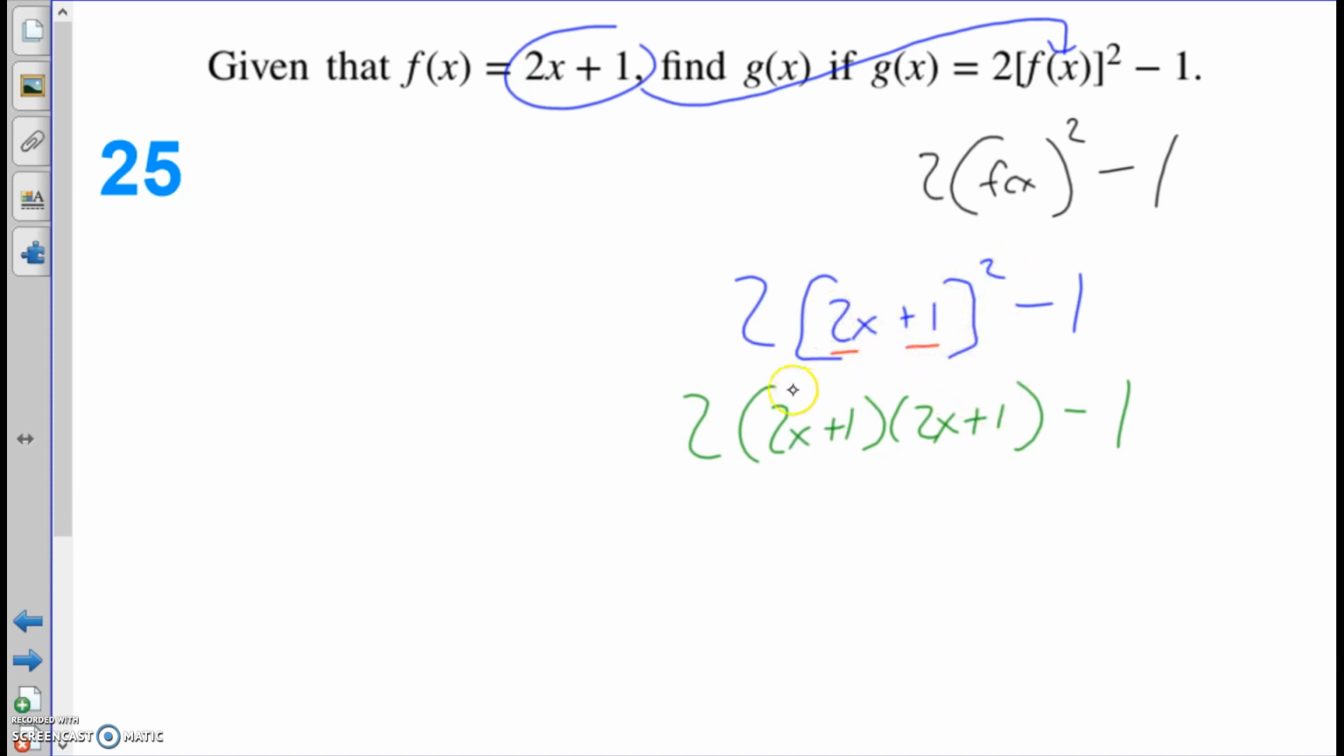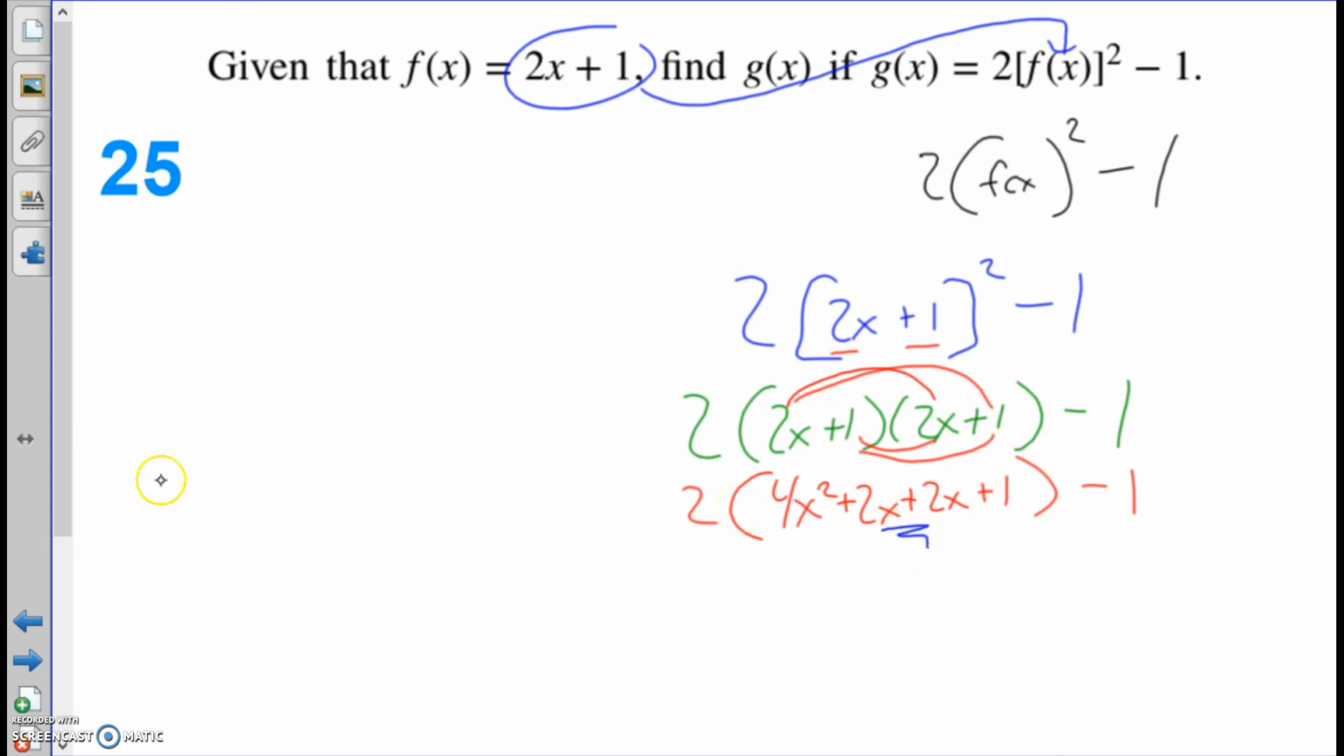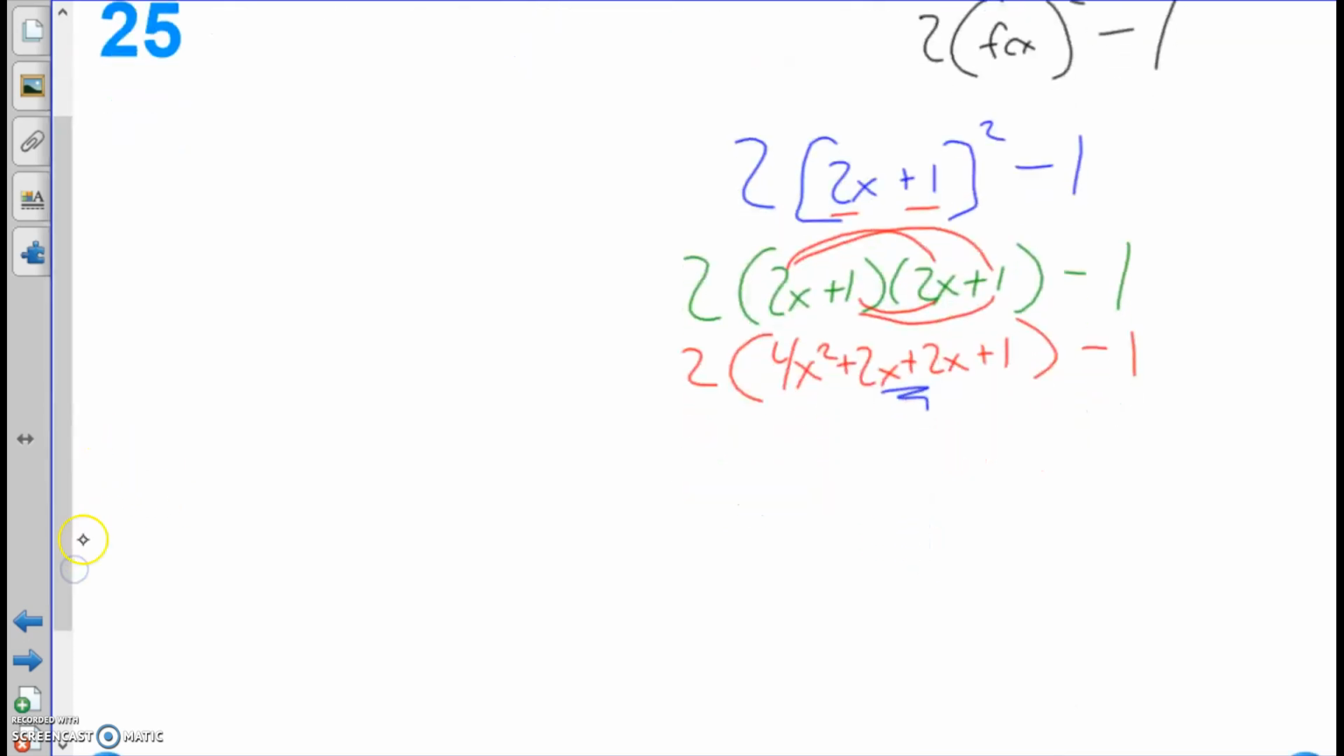And so we have a lot of distribution to do here. 2x times 2x is 4x squared. 2x times 1 is 2x. 1 times 2x is 2x. And 1 times 1, you might as well draw all these arcs, 1 times 1 is 1. We still have a minus 1 and a times 2 in the front. You do have some like terms in here to combine. Move down a little bit. This is going to give us then 2 times 4x squared plus 4x plus 1 minus 1.